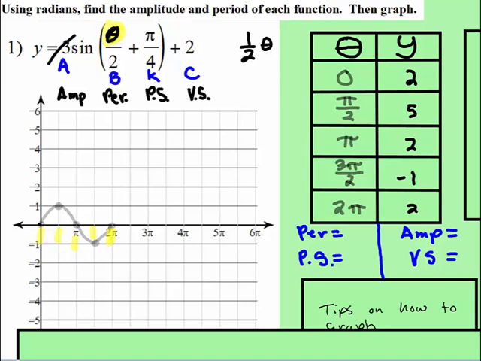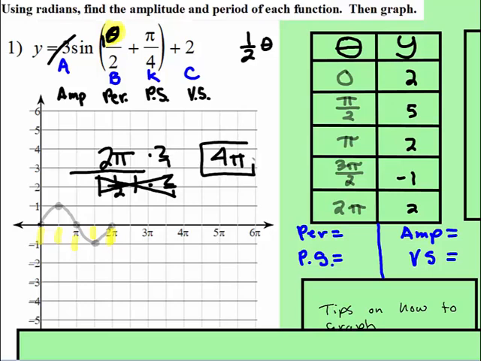So now we're going to start on the inside of the parentheses. Remember, to find the period, this is sine, so we have to take 2 pi and divide it by the absolute value of b. Remember, this says 1 over 2. The absolute value of 1/2 is 1/2. So I'm going to multiply top and bottom by the reciprocal. That's going to cancel. Well, 2 times 2 pi is 4 pi. So that's going to be the new period.